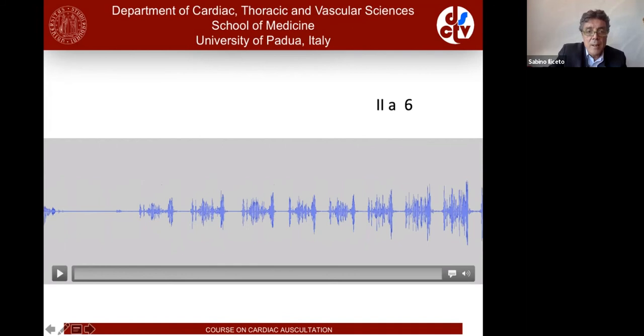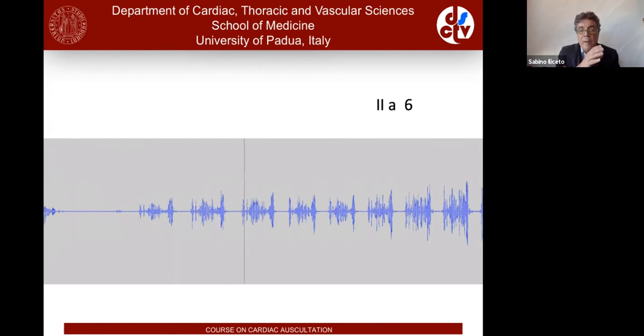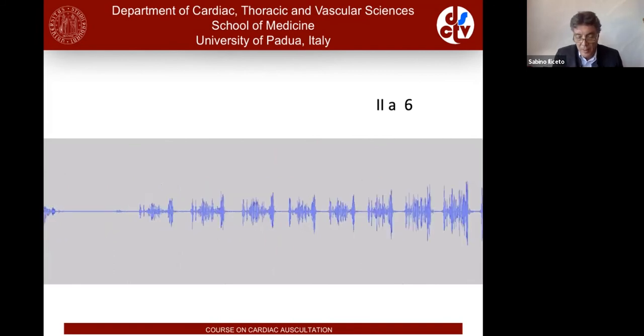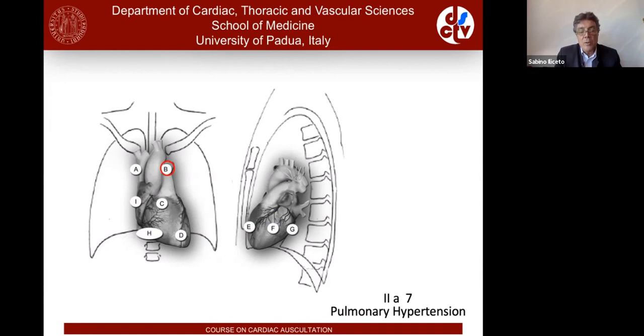I show you this another time. Flow increase. So, as I showed you, the findings of cardiac auscultation in mitral stenosis are characterized by a first sound, an opening snap that is heard in diastole, and the murmur that is a low intensity, low frequency murmur.